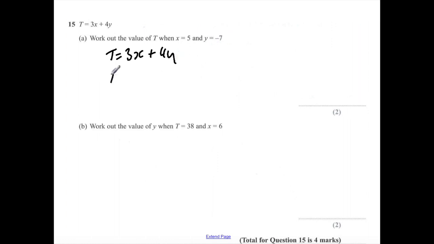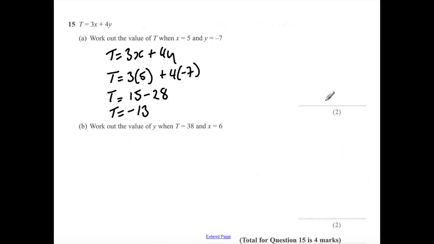So we should have t is equal to 3, open brackets, 5, close brackets, plus 4, open brackets, minus 7, close brackets. I'm going to expand the bracket, so t is equal to 3 times 5, which is 15, plus 4 times minus 7, which is minus 28. 15 minus 28 gives us negative 13, so our final answer is minus 13.